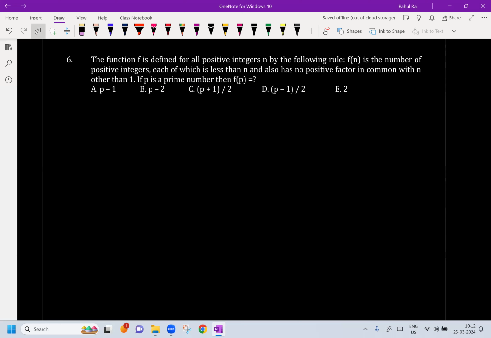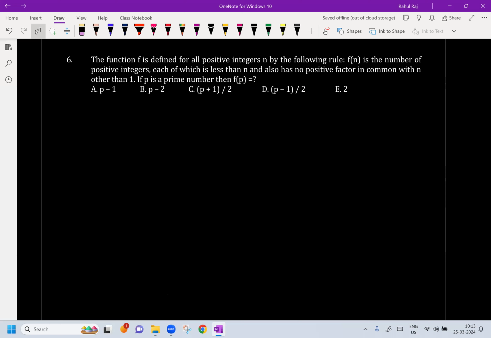If p is a prime number, then fp I'm not sure. I'm trying to figure out how to write it, how to define it, the function.